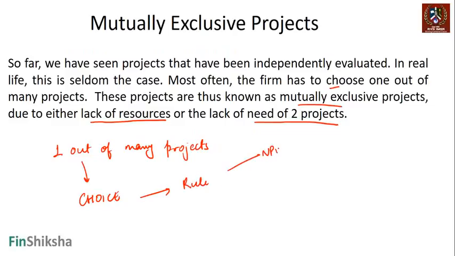Whether we use NPV as a rule, or we use IRR as a rule, or we use something else as a rule, it becomes important for us to understand where what rule works and where what rule does not work, right? So that's the important understanding that we have when we're looking at mutually exclusive projects. Mutually exclusive projects would be projects where you would choose one at the expense of the other, right?